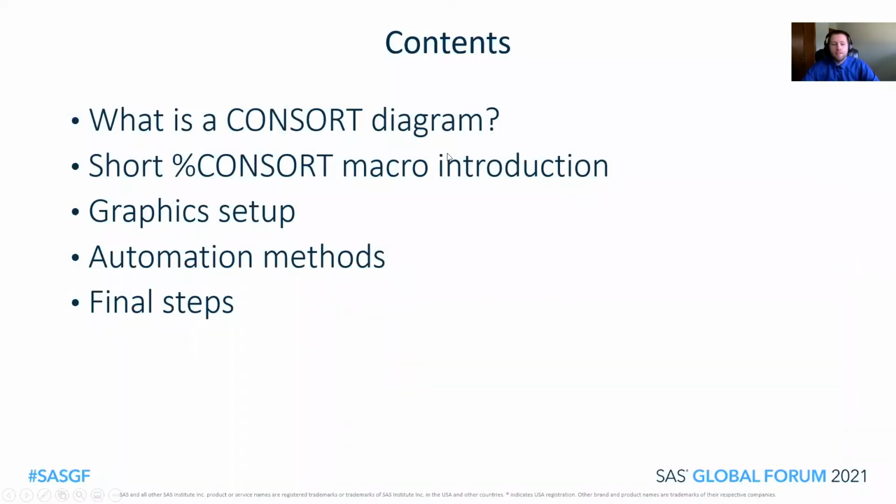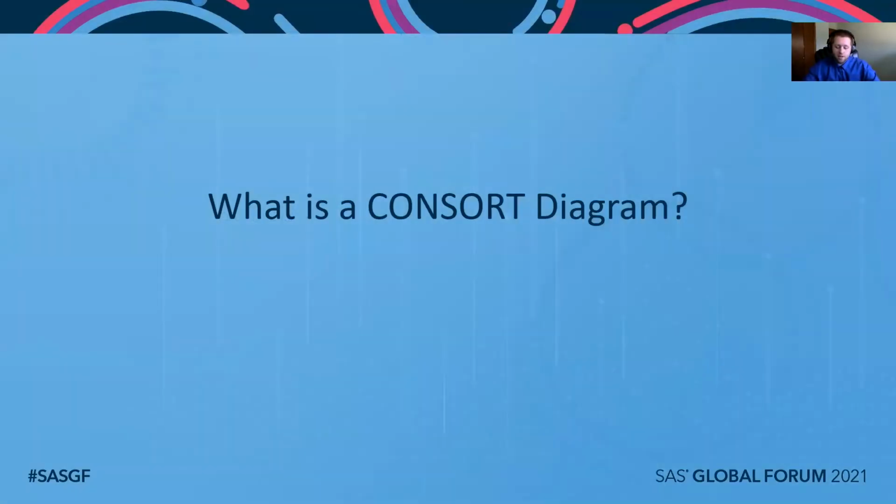So contents of the talk today are what is a consort diagram, a short description of my macro, and a little demonstration of what it can do. Then I'm going to focus on how I actually automate behind the scenes, starting with the graphic setup, automation methods I use to do all the calculations, as well as a few final steps to get the plot or the data set ready to plot.